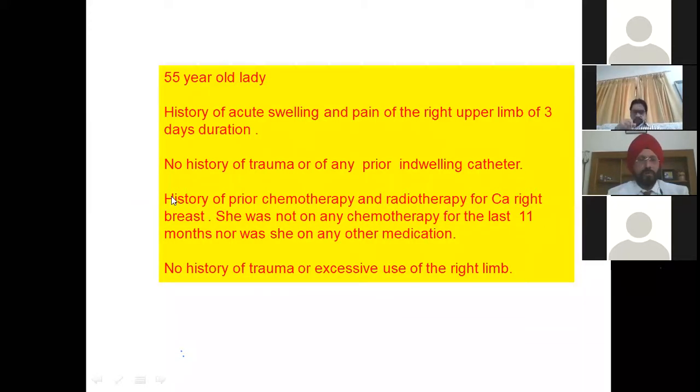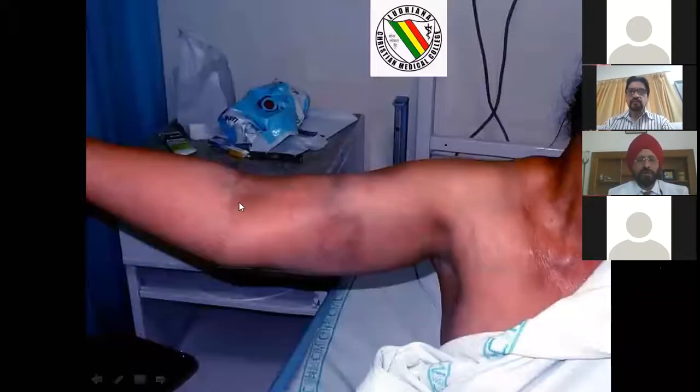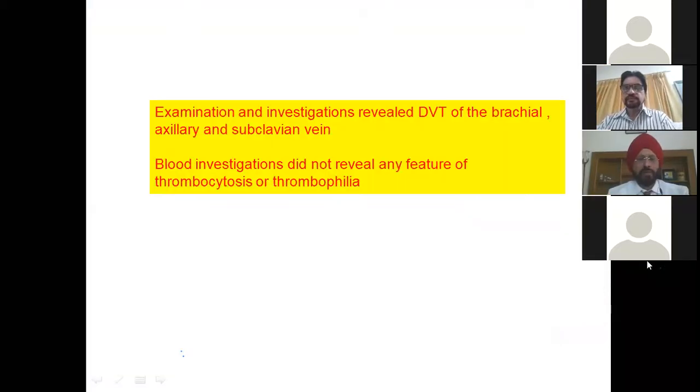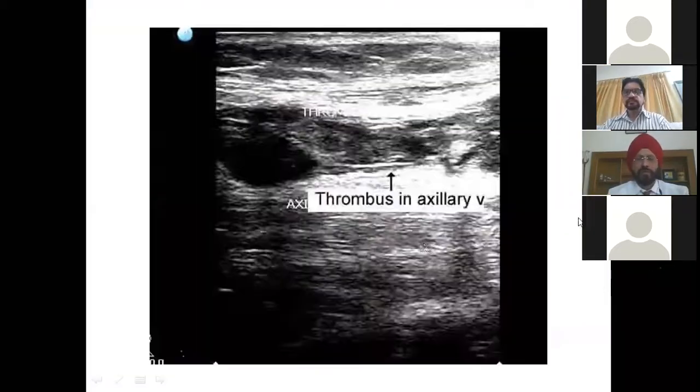Now we've talked about lower limb. Let's talk a little bit about upper limb. This is the last case. A 55-year-old lady. She gives a history of acute swelling of the upper limb, and a history of prior chemo and radiotherapy for carcinoma of the right breast. And she was in very severe pain. You can see there is mottling, there is pain, there is swelling. And investigation showed a thrombus in the axillary vein.